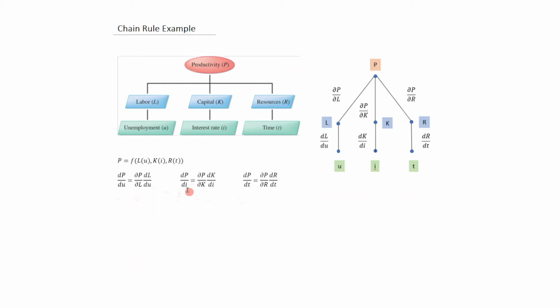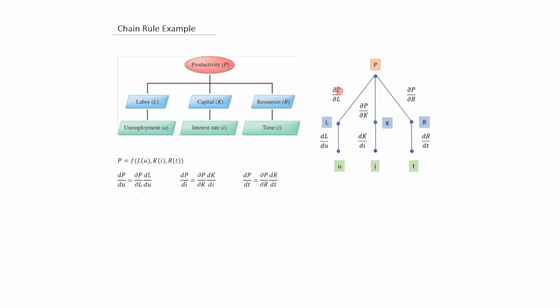If I'm interested in how productivity is influenced by interest rates, it would be this expression, and by time, this expression. I can also look at these expressions in terms of a diagram. So this looks like a series of chain links. That's why it's called the chain rule. At the top is P. The next layer is L, K, R, and the next layer is U, I, T. So for this example, there's just straight linkages to one variable.